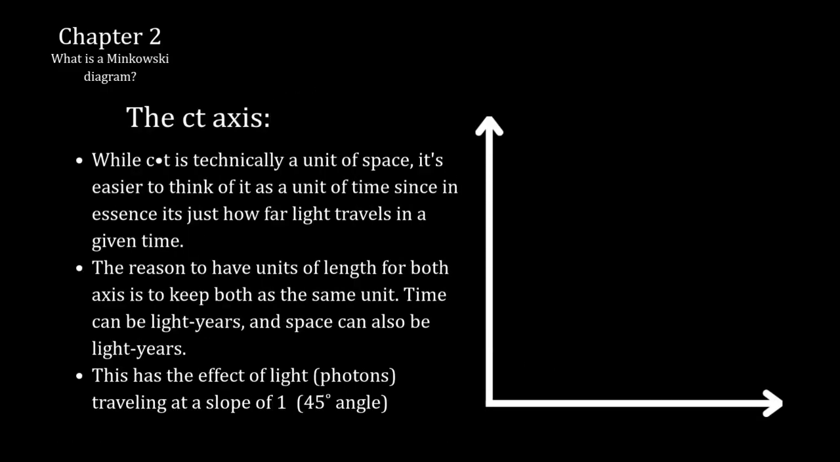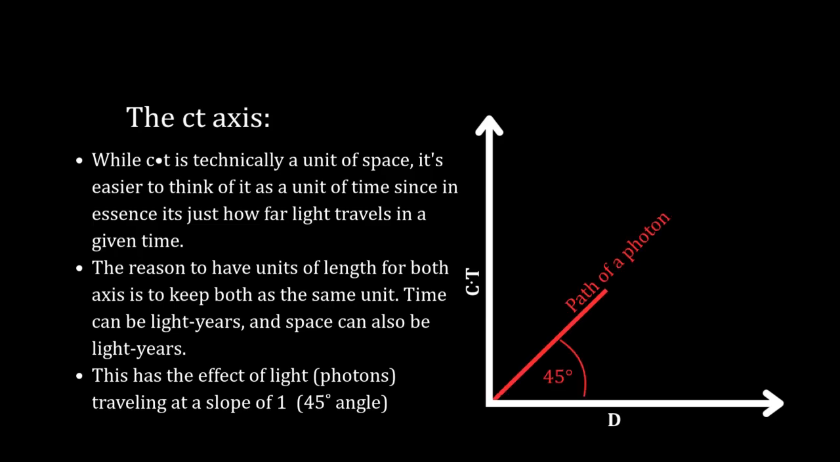You may notice that the time axis on a Minkowski diagram is marked as ct instead of t, meaning the speed of light times time. While the speed of light times time is technically a unit of space, it's much simpler to think of it as another unit of time, since in essence it's just how far light travels in a given time. The reason for the time axis to use units of length is to have both axes use the same unit. Just as time can be measured in light years, so can space. This results in light creating a path with a slope of 1 on a Minkowski diagram.